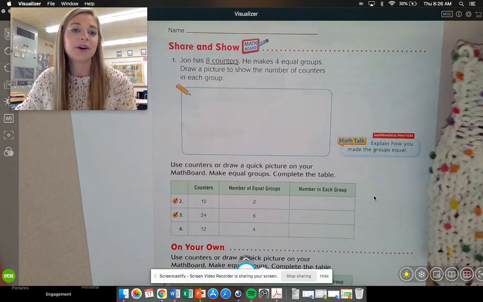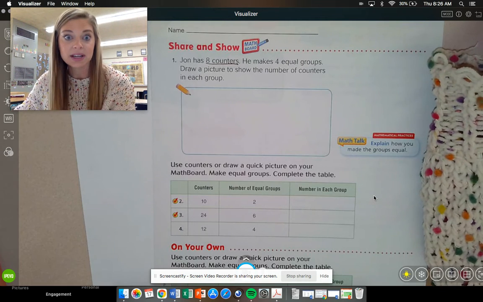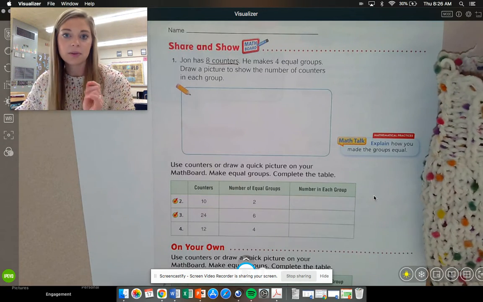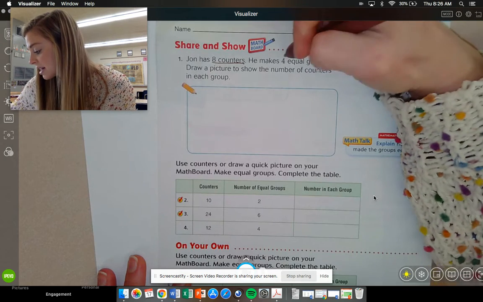Counters are just like little pieces of, like a little circle piece of plastic that sometimes you might use in a classroom, but we're just going to use our pencils to draw them. He makes 4 equal groups. That's important to know.